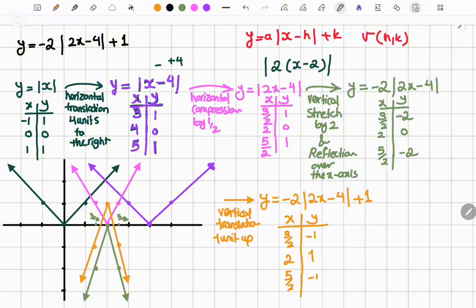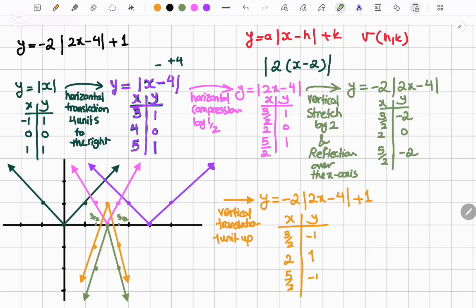And then the next step would be the horizontal compression or stretch. If it's getting multiplied by a number greater than 1, it's going to have a horizontal shrink, okay, and it's going to get compressed horizontally. And if the absolute value of the number is between 0 and 1, then we're going to have a horizontal stretch. And we do the opposite. So if it's getting multiplied by 2, we're going to divide it by 2. And for example, if this was half, we would have multiplied it by 2. We do the opposite, whatever it is.